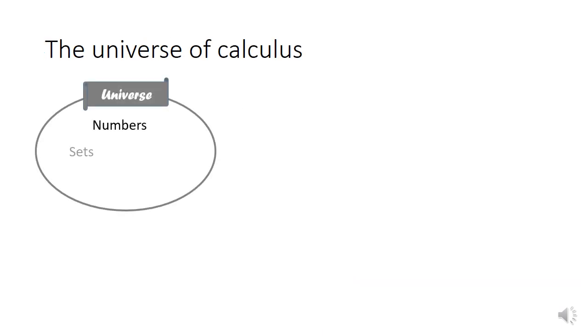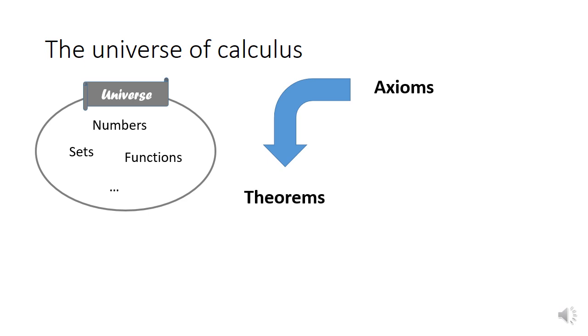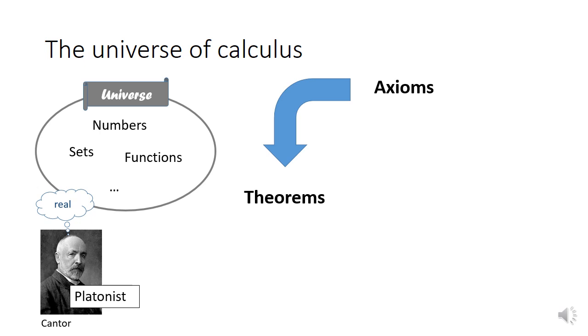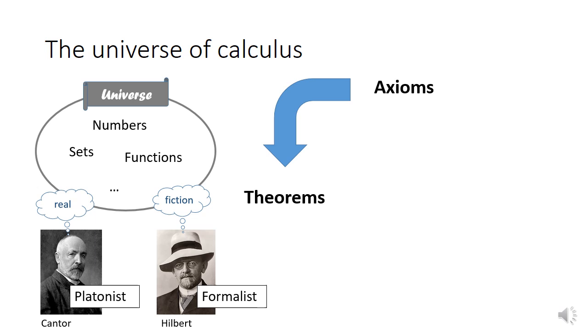In calculus, as in math in general, we talk about a universe of things like numbers, sets, functions, and so on. Mathematicians like to leave the question of whether this universe exists or not to the philosophers. However, they talk about the universe as if it did exist. They describe it by establishing axioms and deriving theorems from them. Platonists like Cantor believe that the universe of mathematics is real in some sense. Formalists like Hilbert believe that it is a fiction. But as long as the theory of the universe is interesting and without contradictions, it is a good fiction.